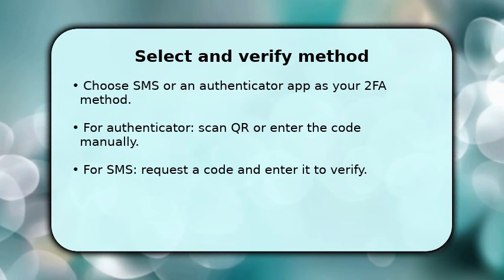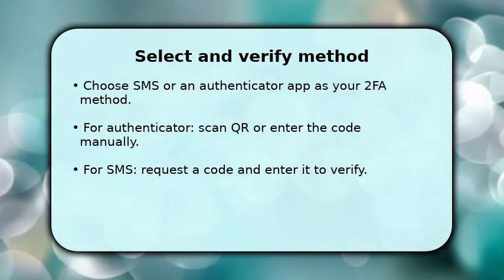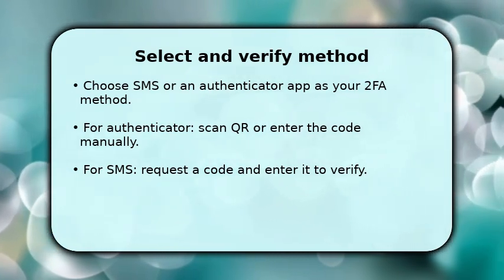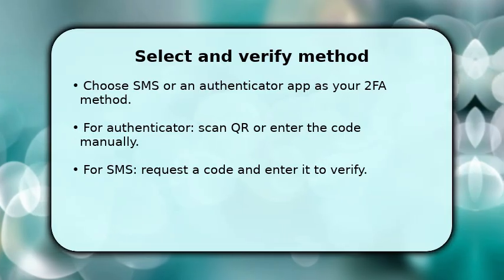Now pick the authentication method. If you choose SMS, tap text message and Snapchat will send a 6-digit code. Enter it immediately to link your number.